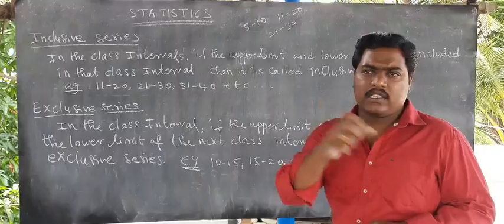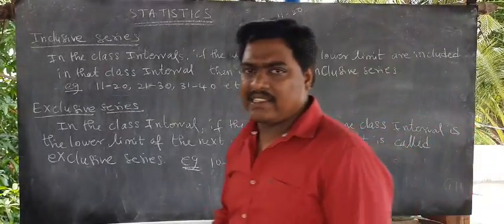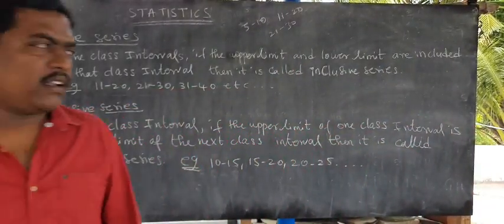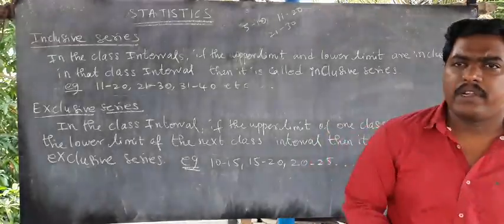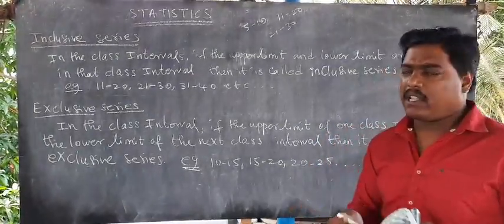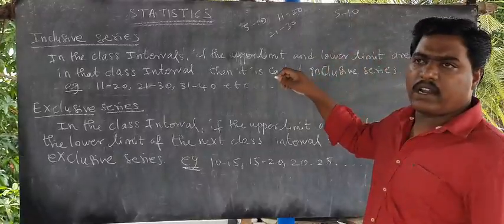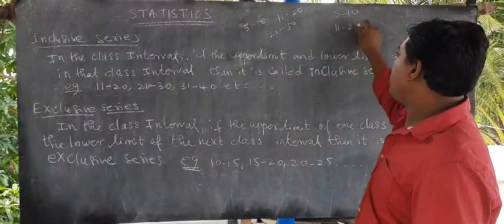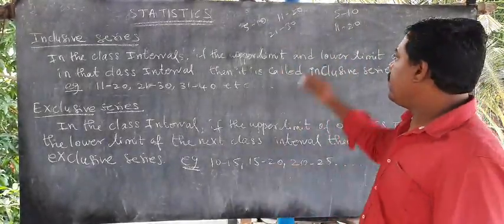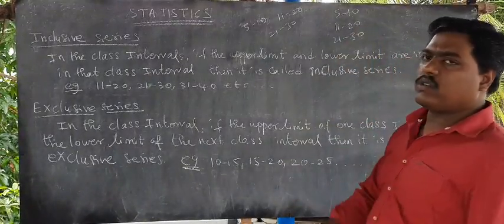How many students are there? That is called class interval. In the class we have 40 students. We are separating the students: 5 to 10 marks, how many students are getting? 11 to 20 marks, how many students are getting? 21 to 30 marks, how many students are getting?